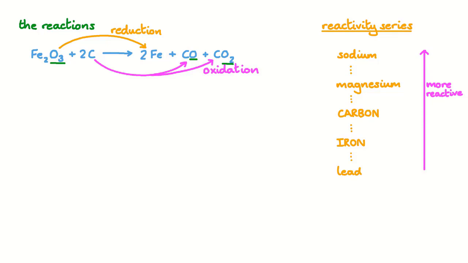So far this seems pretty simple. All we need to do is heat hematite with coke and we'll get our iron. If only it were that simple.